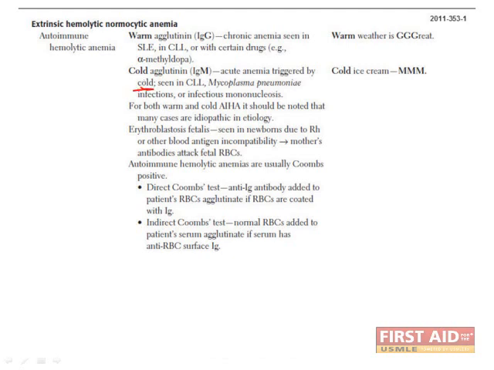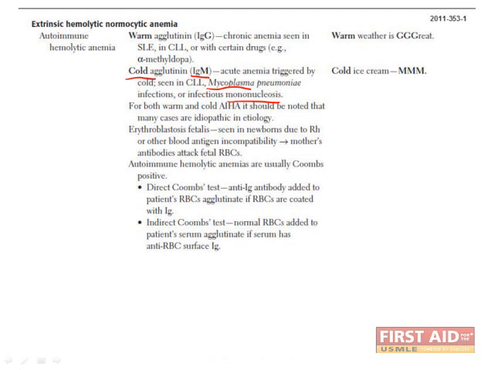There are a couple mnemonics you can use to help you remember these. One is that warm weather is great, to remember that warm agglutinins are associated with IgG, and cold ice cream, to remember that cold agglutinins are associated with IgM. A second mnemonic is the phrase colds, like mycoplasma and mono, cause IgM antibodies, because mono, mycoplasma, and IgM all have the letter M.